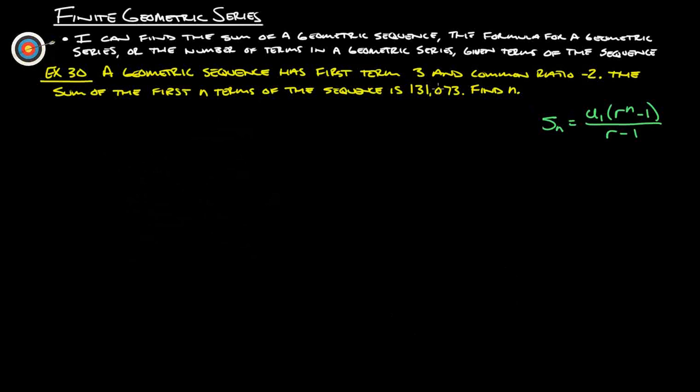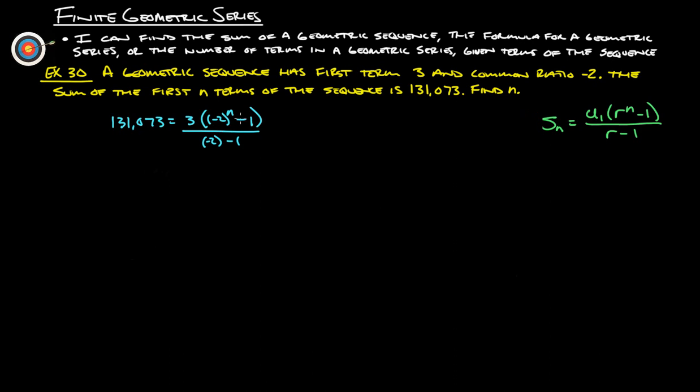A geometric sequence has first term 3, common ratio -2, and the sum of the first n terms of the sequence is 131,073. Find n. So let's fill in what we have over here. So we know that S of n is 131,073, and then our first term is 3, and then we have our rate, which is -2 to the n, minus 1 all over our rate, which again is -2 minus 1, right?